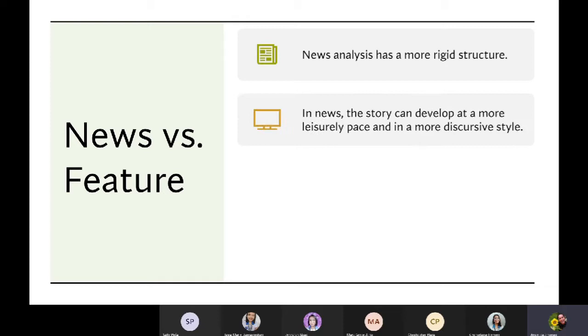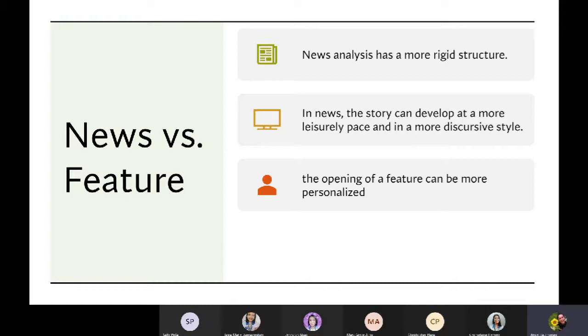Then, in feature, a story can develop at a more leisurely pace, relaxed, right? And in a more discursive style, like discursive, meaning where you want to focus. Because in news, it's formal, right? The structure needs to be strictly like this. But in news, you develop it through feature. And then, the opening of a feature can be more personalized. It depends on you what type you want.